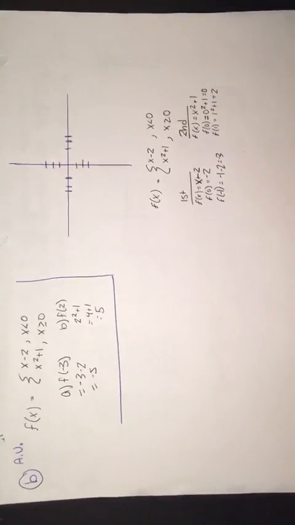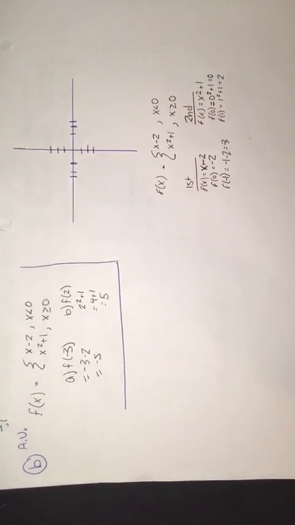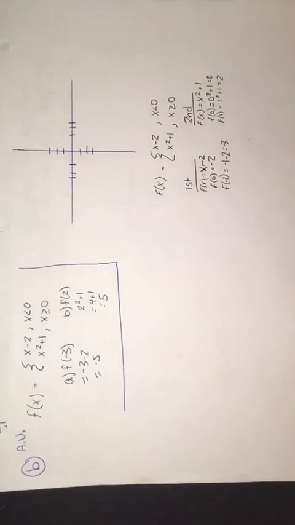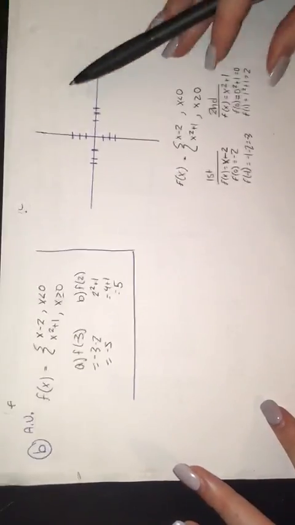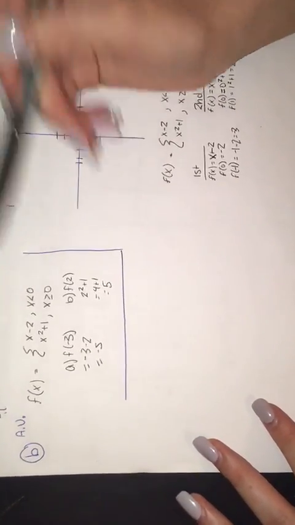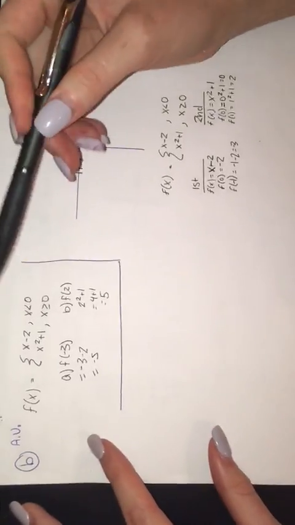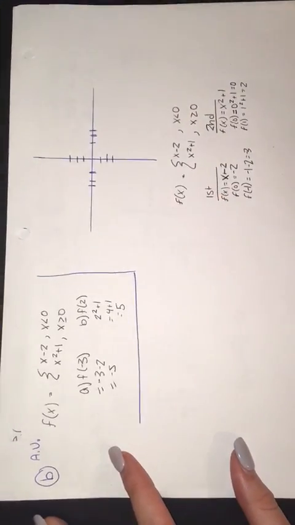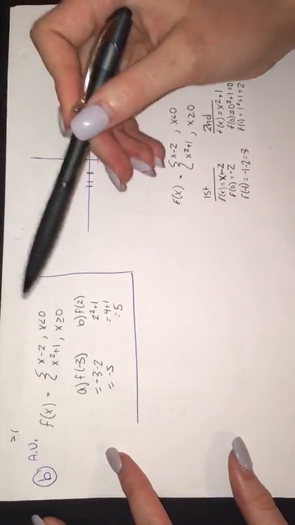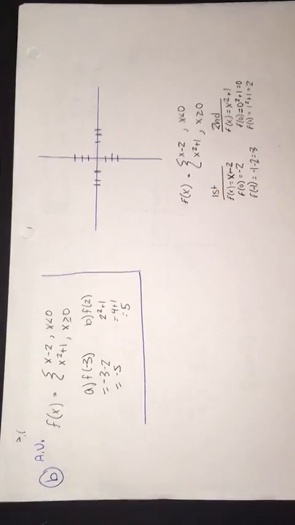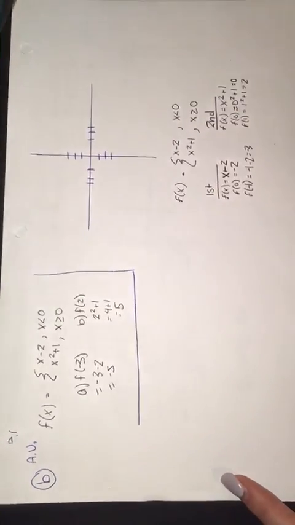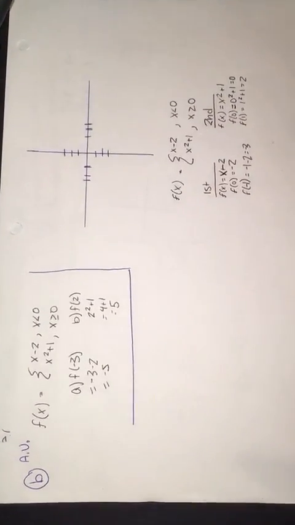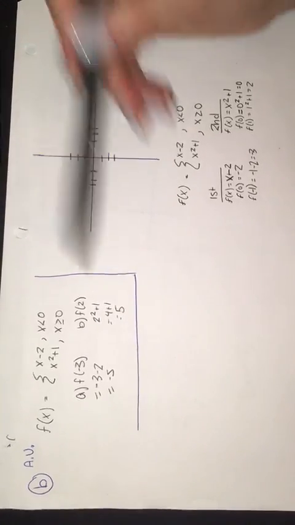Another kind of piecewise function, like a regular one, we could evaluate. That would just be plugging in numbers. So f of negative 3 would be less than 0, so you would just plug that into x minus 2. So negative 3 minus 2 would be negative 5. For 2, which is greater than or equal to 0, we'd use the equation x squared plus 1. So 2 squared plus 1 equals 5.